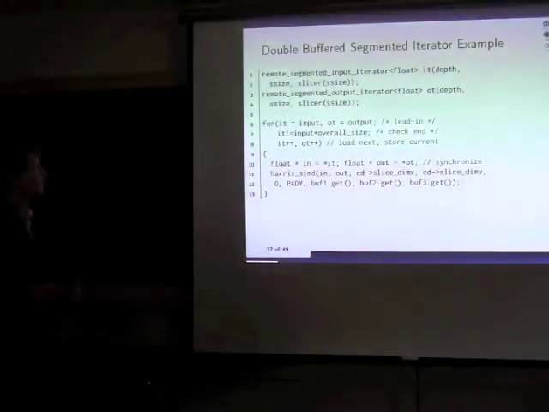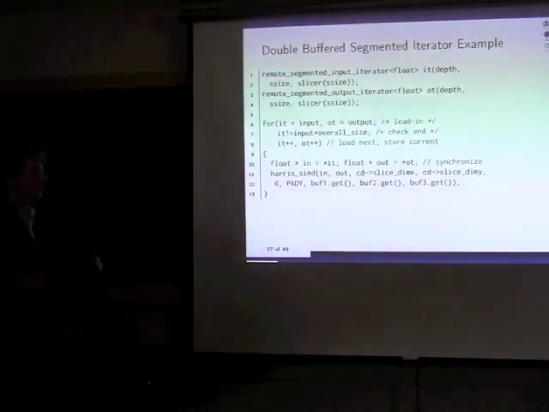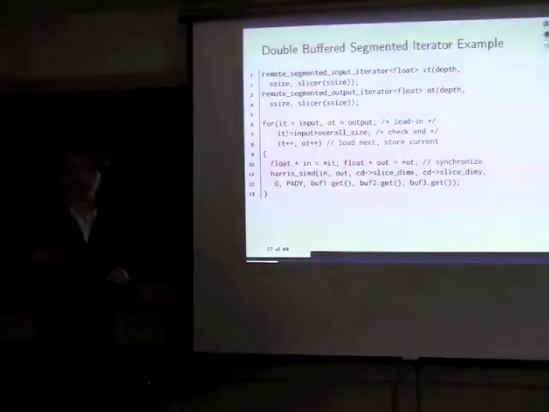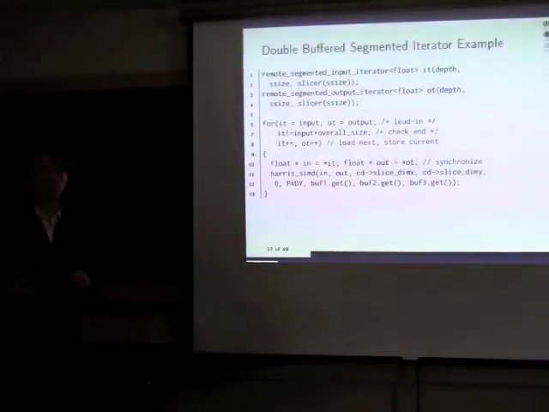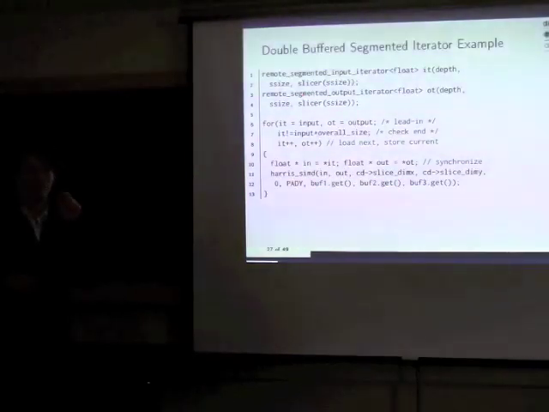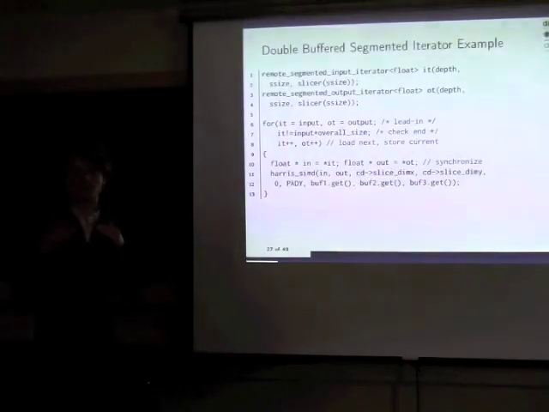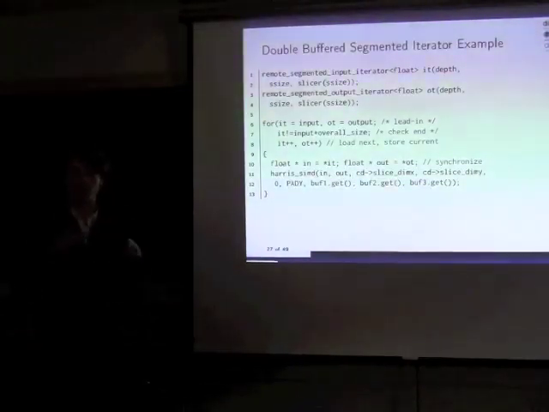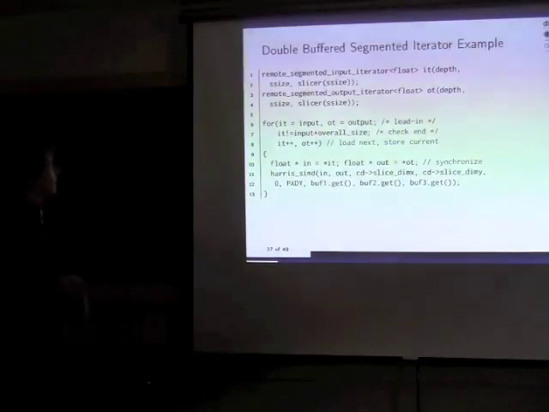The bracket operator takes one argument, which is the number of iterations that we already did, and it will return the address of the memory we want to access. So it allows us to slice our big vector in different ways. I will show an example of this on the next slide.